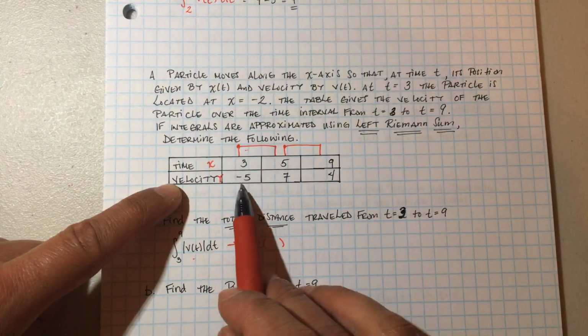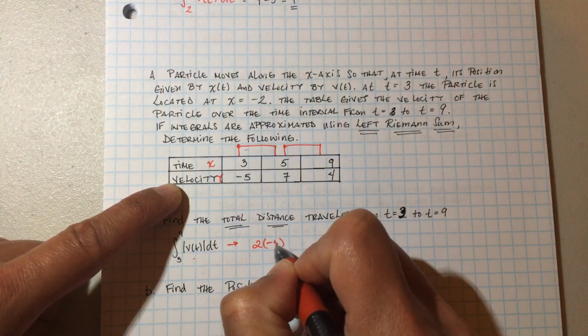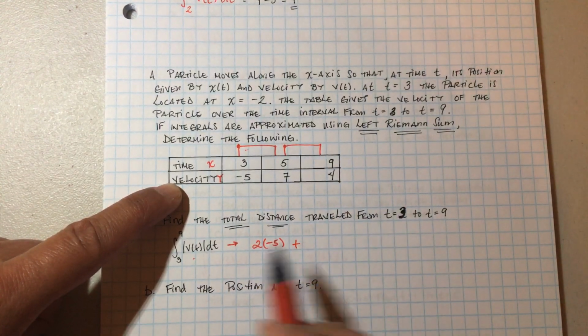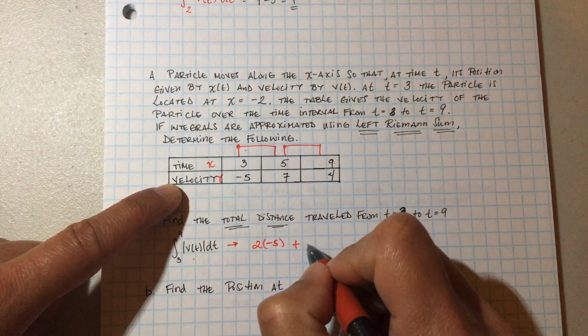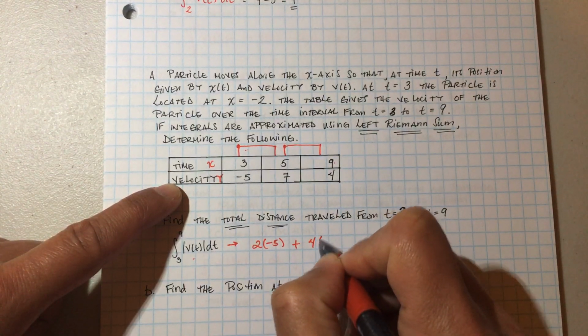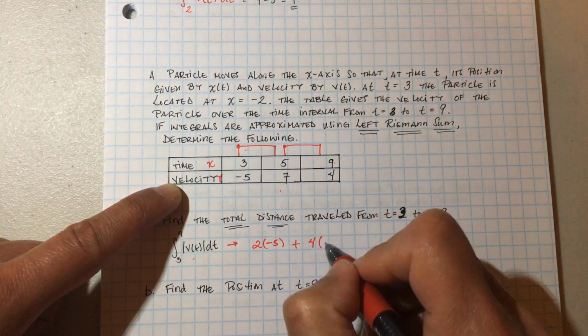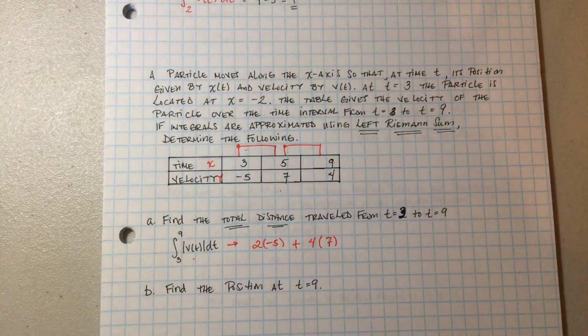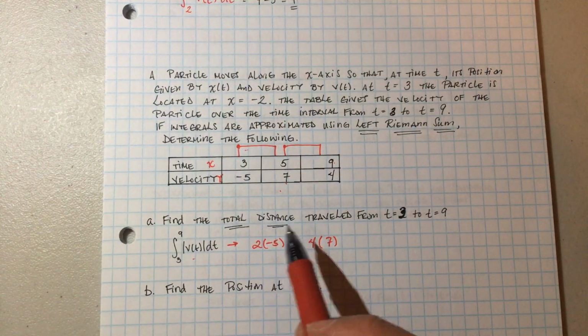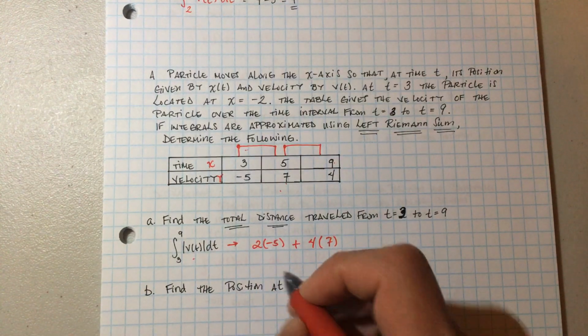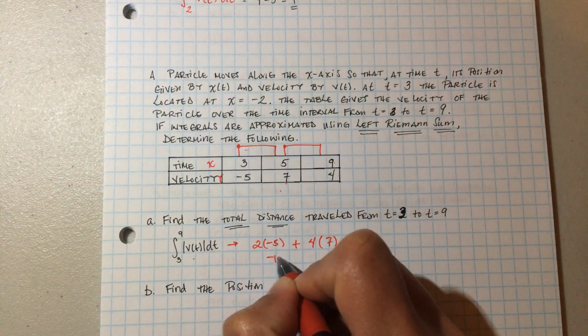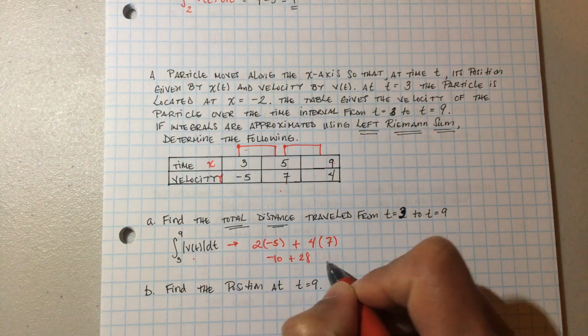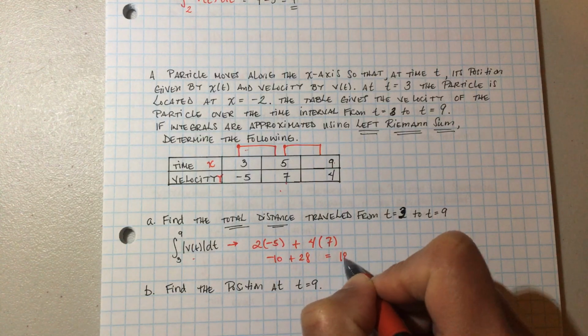Well, what are we using? We're using the left hand, so we're going to be using negative 5. Plus, now we do the next one, from 5 to 9. That is a distance of 4 times 7. Okay? So we found the area underneath this curve. So 2 times negative 5 is negative 10 plus 28. And that should give you positive 18.